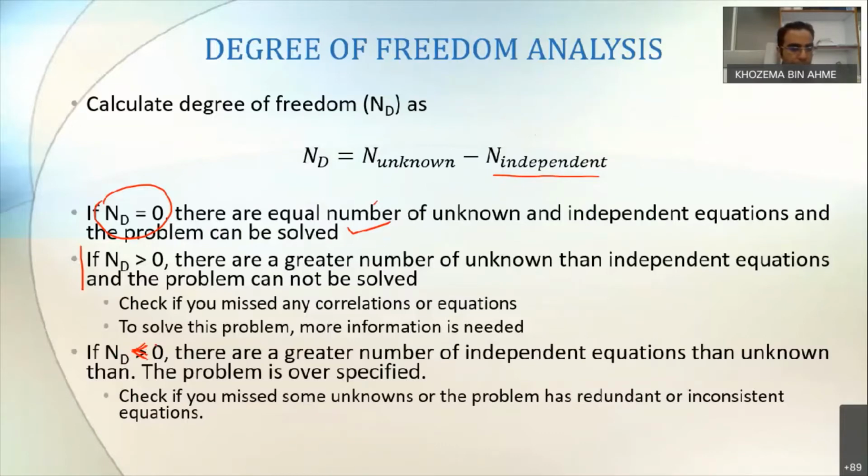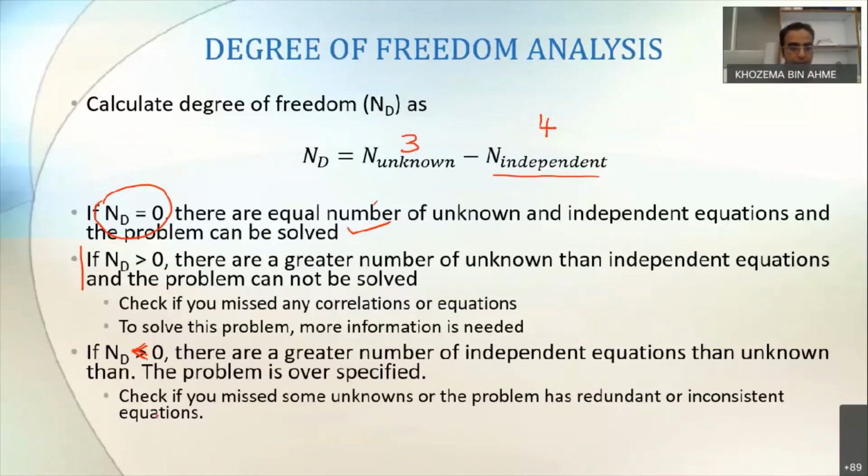So meaning that you have the value of ND is negative. For example, if you have 3 unknowns, all of a sudden you can create 4 independent equations. So this is also not acceptable, meaning that there are a greater number of independent equations than the unknowns. The problem is over specified.